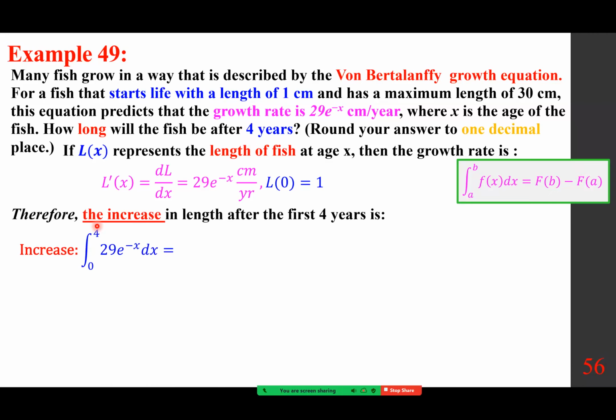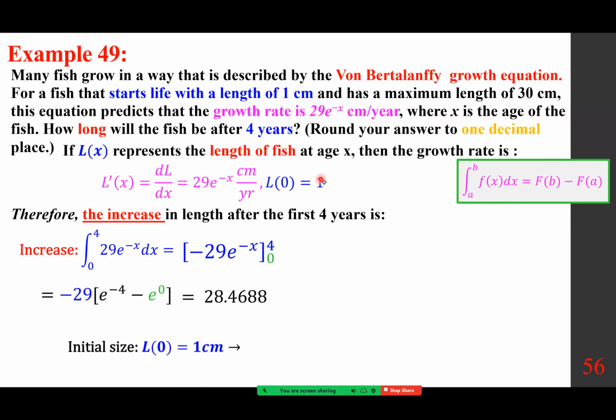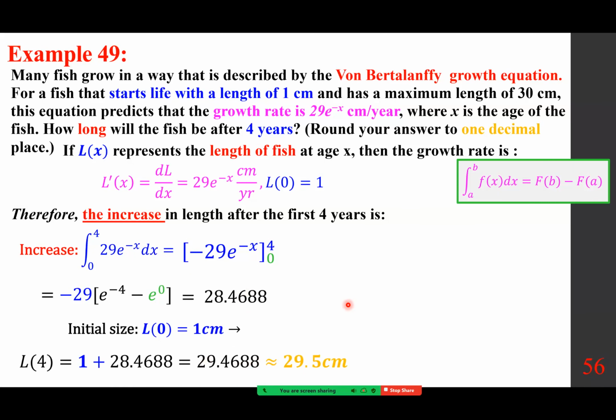And so 29 divided by -1 makes it minus 29 e to the power minus x. You plug in 4 and 0. And again, this itself is an approximation. It's not precise, so you go with some decimals. L of 0 was 1, and you must add these two numbers. And then this is the answer. Now, 1 decimal, so 4 next to it is number 6, it goes up to 5. So that's one way to do it.